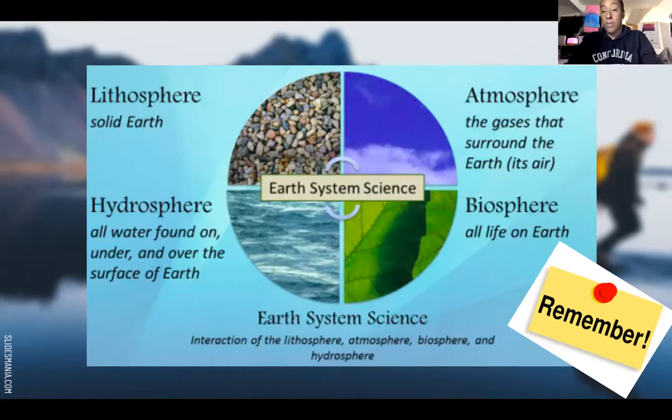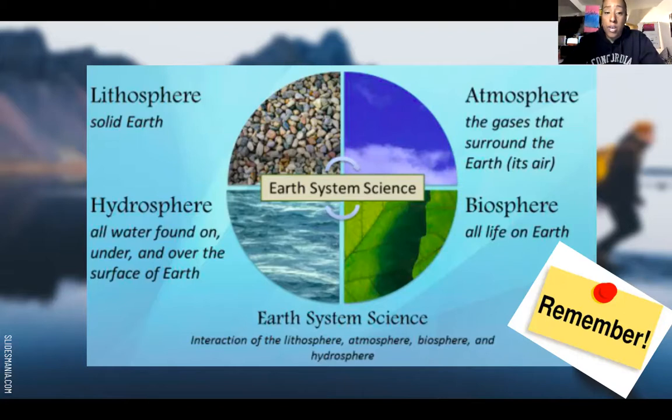We've talked about the atmosphere when we were looking at the planets in the solar system, because we discussed which planets have an atmosphere and which ones don't. The atmosphere is that envelope of gases that surrounds the planet. The biosphere is comprised of all life on Earth. Anything that's a living organism, you and I, plants, animals, are part of the biosphere. And then there's the hydrosphere, which is anything that has to do with water.